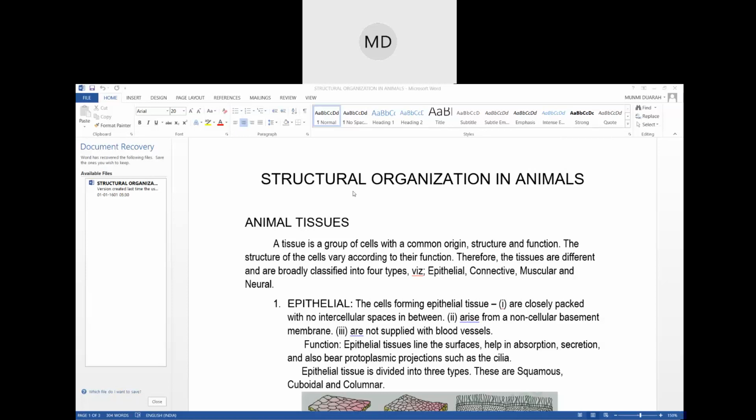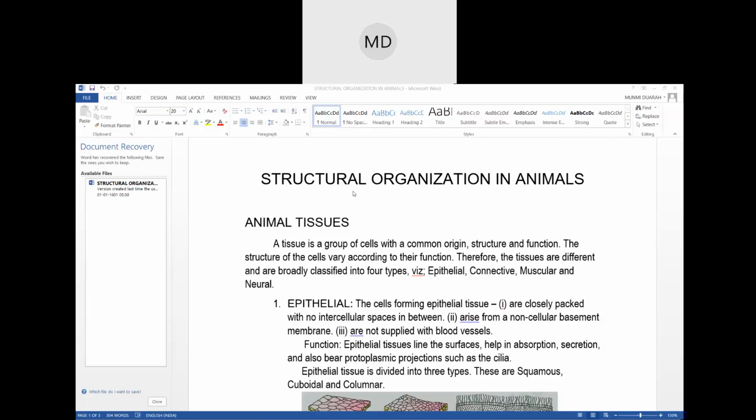I gave a brief introduction in that class while discussing the animal kingdom, but this is the chapter. This is a very small chapter. Just four types of tissues are there. Animal tissue is divided into four types. Only the diagrams are a little bit essential, and then the characteristics of the tissue. So this is a very short and easy chapter.